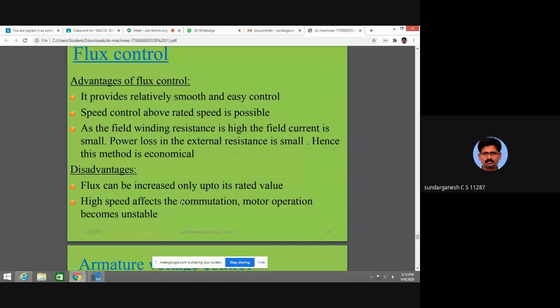If we go beyond the rated speed, high speed will affect the commutation. The commutator will get damaged, and motor operation will become unstable. So flux control is a smooth and easy control. You can get speed greater than rated speed. It is economical also because power loss is minimum. The disadvantage is you cannot increase beyond the rated value, and high speed will affect the commutator.